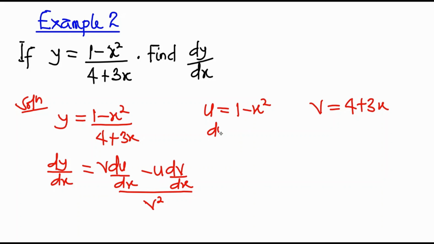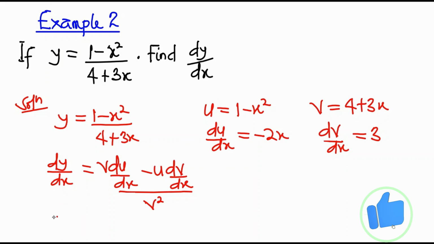So here we differentiate u with respect to x. That gives us du on dx. So when we differentiate 1 minus x squared, it gives us minus 2x. And when we differentiate v with respect to x, we have 3. So once we have the functions u and v with respect to their derivatives, we substitute into the quotient formula.